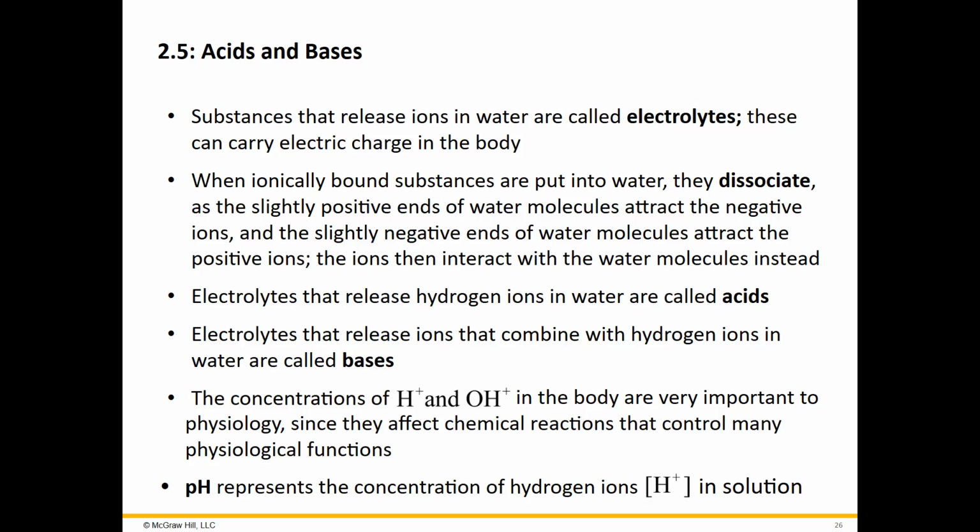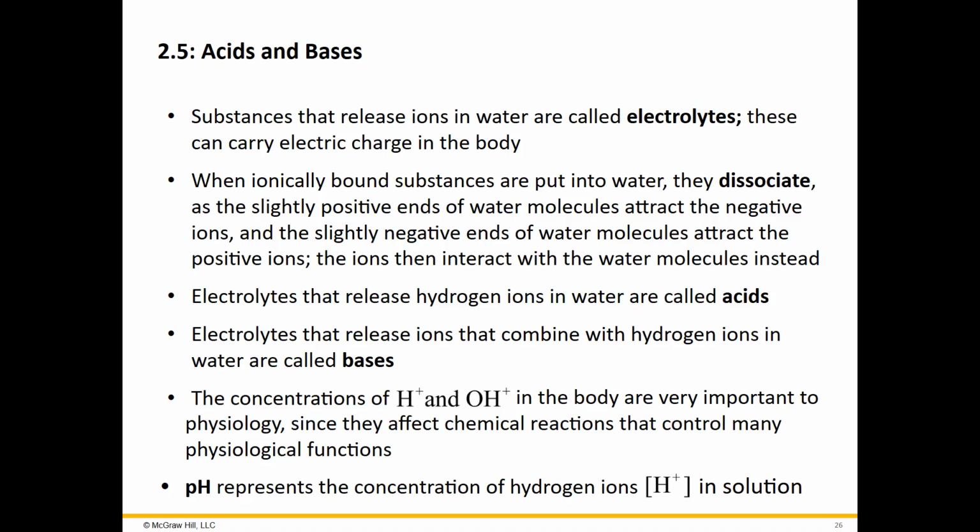Acid base. Again, this is not organic chemistry. We are going to make this very simple. When you have a reaction that creates ions, those ions are called, when they're in water, electrolytes. They carry an electric charge, negative and positive, sodium and chlorine. That's why we call them electrolytes. They are creatures of electricity.